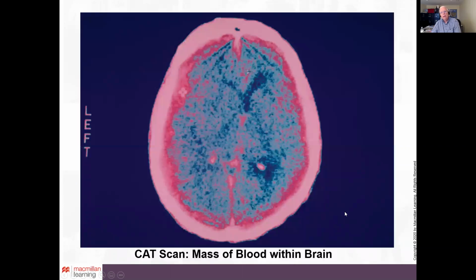Here we see a CAT scan showing a mass of blood within the brain. We can tell that the blood is putting pressure on the brain, because this section right here should look sort of like a wishbone or a V, and it should be moved over to the very center. It's called a ventricle. It's one of the fluid-filled areas of the brain. You can see it's displaced over because of pressure being exerted from a mass of blood within the brain.